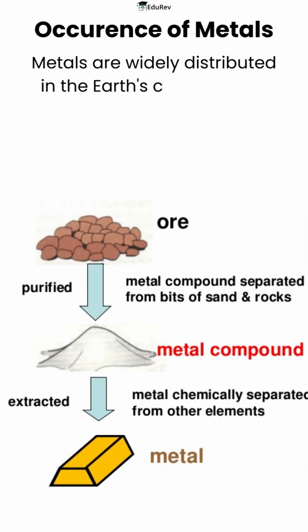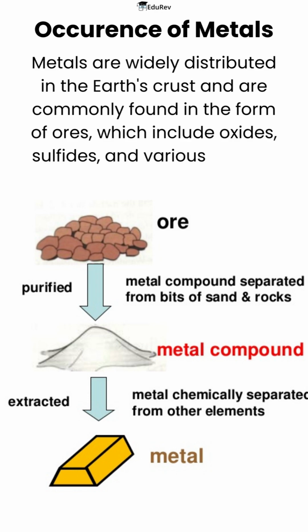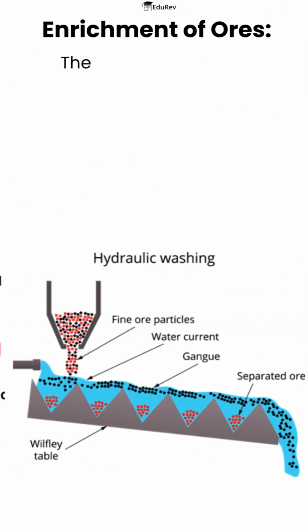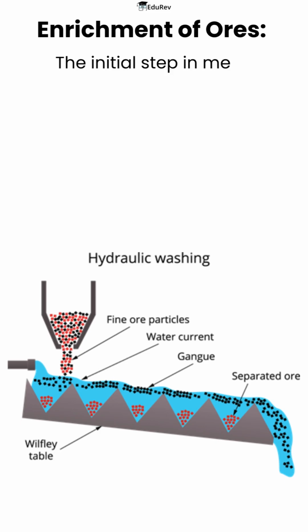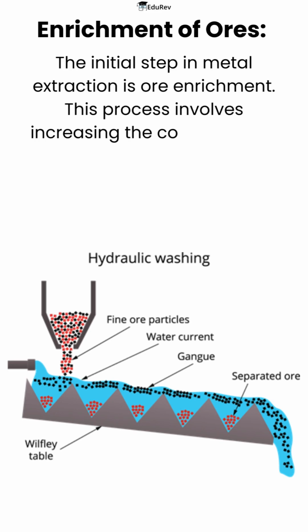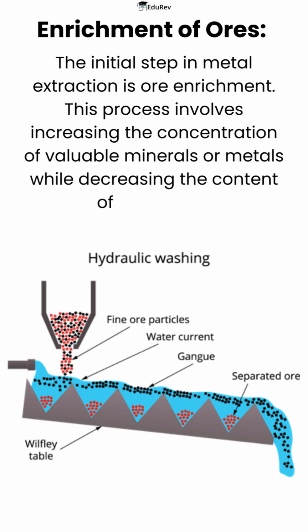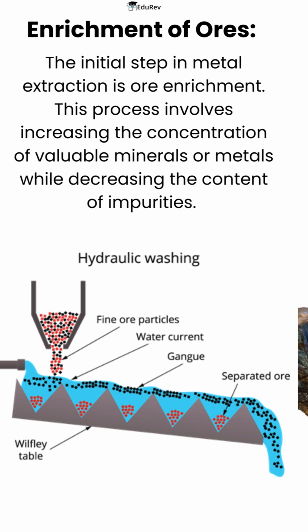Metals are widely distributed in the Earth's crust and are commonly found in the form of ores, which include oxides, sulfides, and various mineral deposits. Enrichment of ores. The initial step in metal extraction is enrichment of ore. This process involves increasing the concentration of valuable minerals or metals while decreasing the content of impurities. Various physical and chemical methods like gravity separation, froth flotation, leaching, smelting are employed depending on the specific ore.